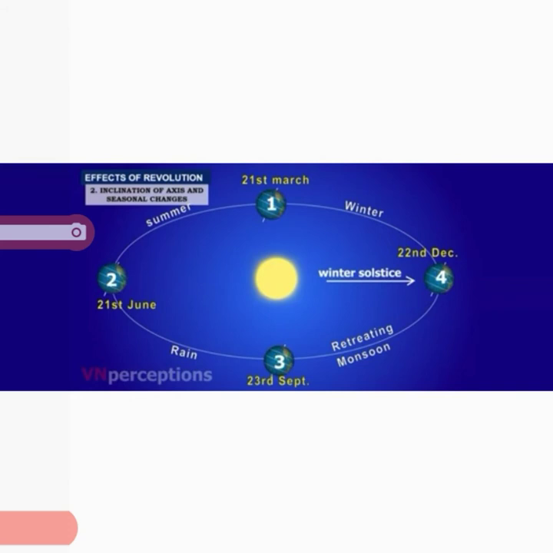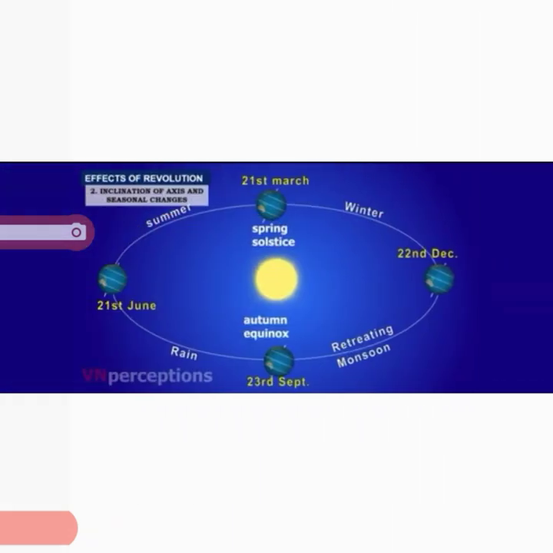Winter solstice. So the first and the third positions are referred to as equinox because it is equal day and night. The first position is referred to as spring equinox and the third position is referred to as autumn equinox. Isn't it clear now, children? Equinox, that is the first position, the spring equinox, and the third position, the autumn equinox.